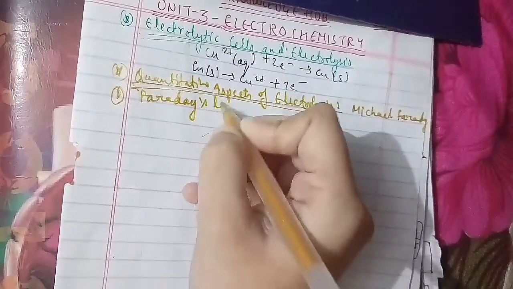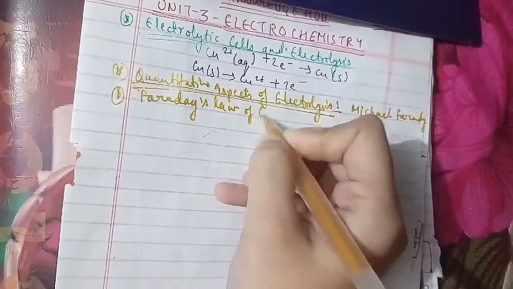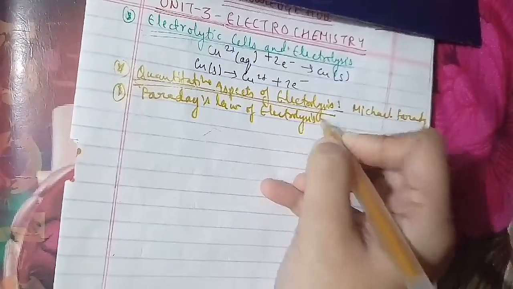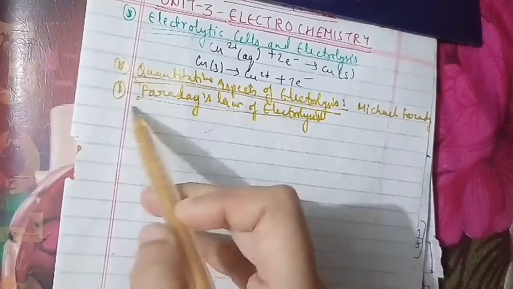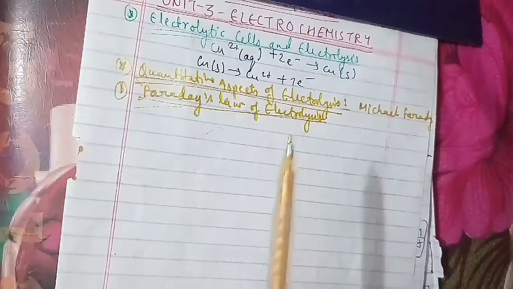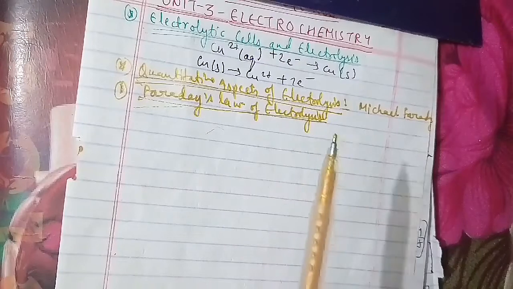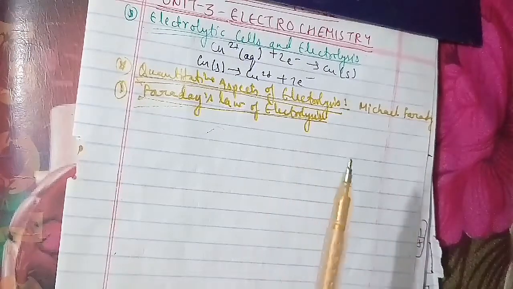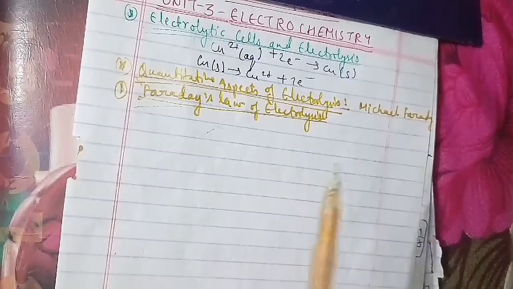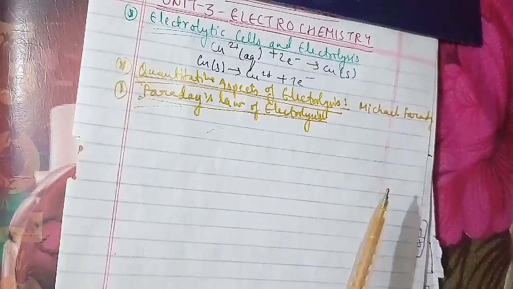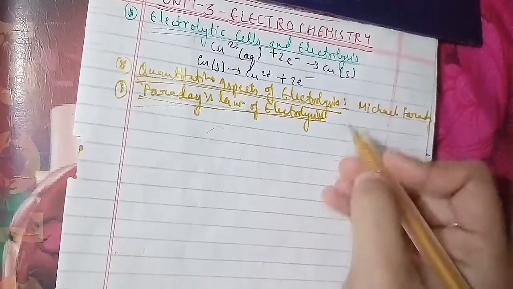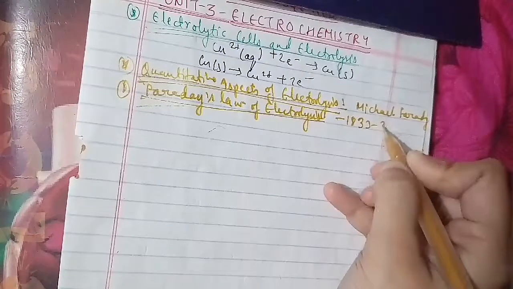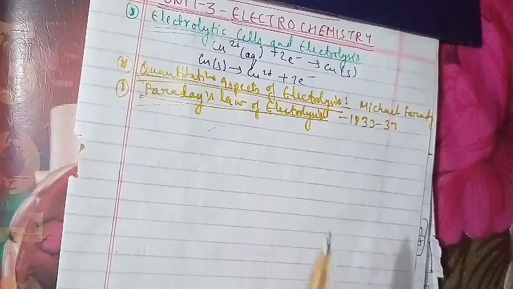So Faraday's laws of electrolysis: after his extensive investigations on electrolysis of solutions and melts of electrolytes, Faraday published the results during 1833 and 1834 in the form of the following well-known Faraday's two laws of electrolysis, that we have to discuss. The first we have is the first law.